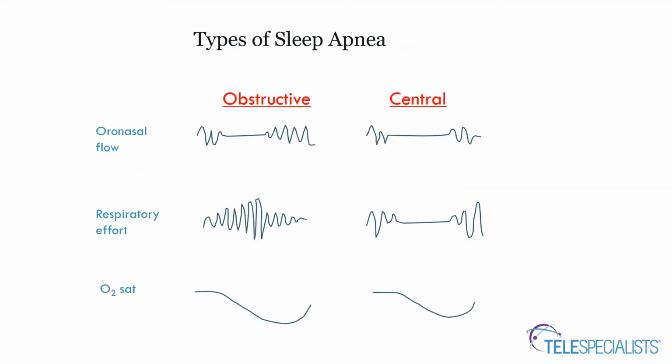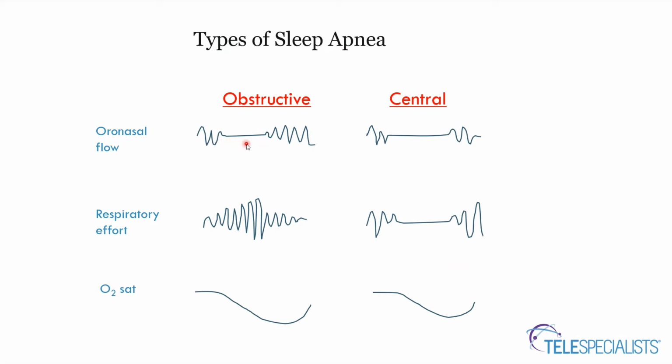Okay, so this is the pathophysiology. What's happening in obstructive sleep apnea and central sleep apnea? How are they different? Why do we care about them? So let's talk about these. This is obstructive sleep apnea. This is central. These are a couple different categories: oronasal airflow, respiratory effort, and oxygen saturations.